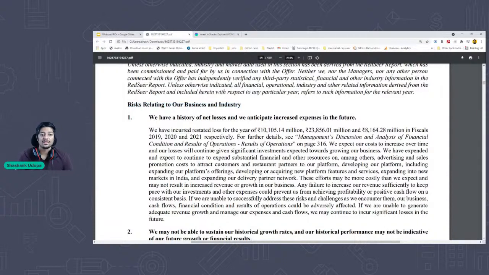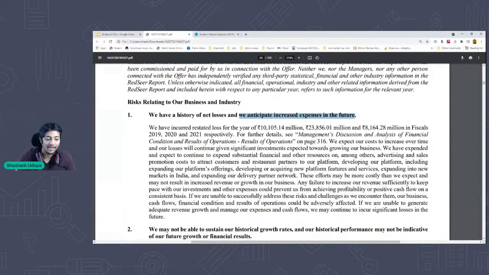risks related to Zomato's industry. What they say is we have a history of net losses and we anticipate increased expenses in the future. What does this sentence mean? That in the past we had so much loss and now we'll have more expense in the future. So there might still be a lot of losses. This is a risk because if they don't become profitable, obviously your shareholder value will not go up.